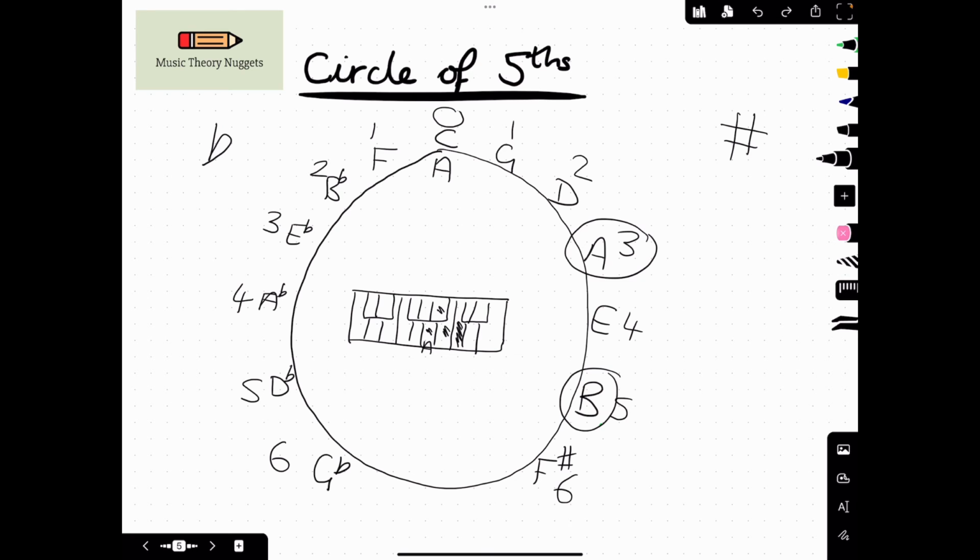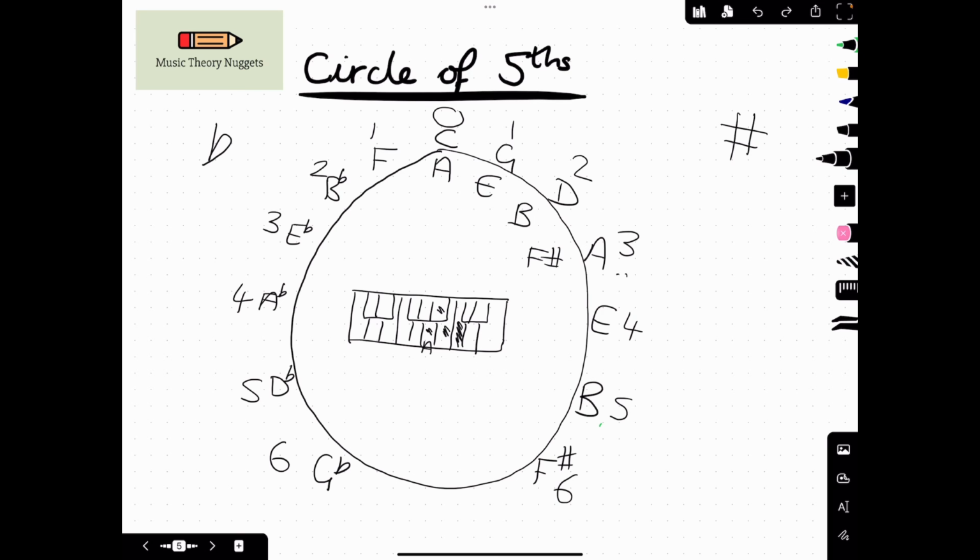Well, if we have a look, we've already got A on here, and a fifth after that is E, so I can fill that in, and then a fifth after that is B, so I can fill that in, and then I go to F sharp, so I can fill that in. So with that all in line, we can go back the other way because we can't go any further now.